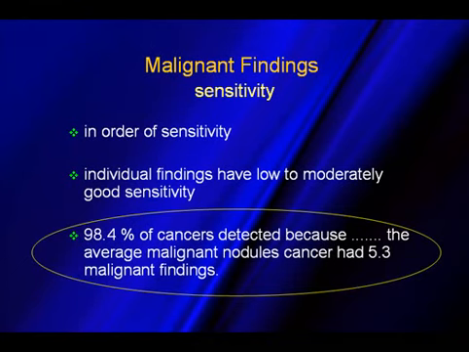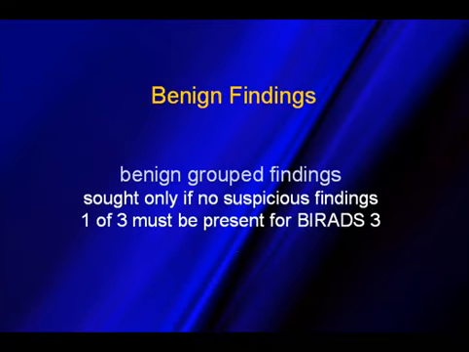You may say, Cindy, what happens if I have a really bad day and I happen to miss one of those malignant findings? The average breast cancer has 5.3 malignant features to it, so even if you're having a bad day, hopefully you'll be able to pick up at least one of those findings.